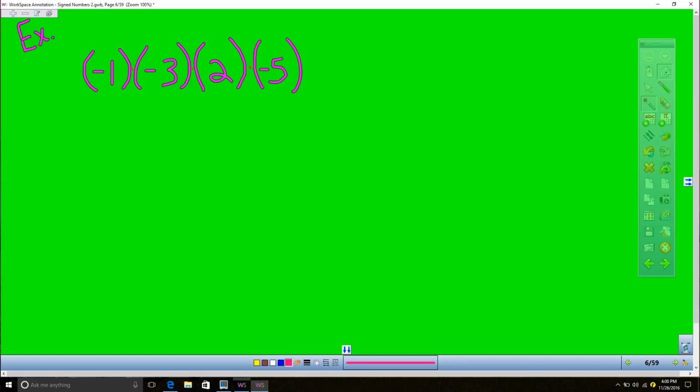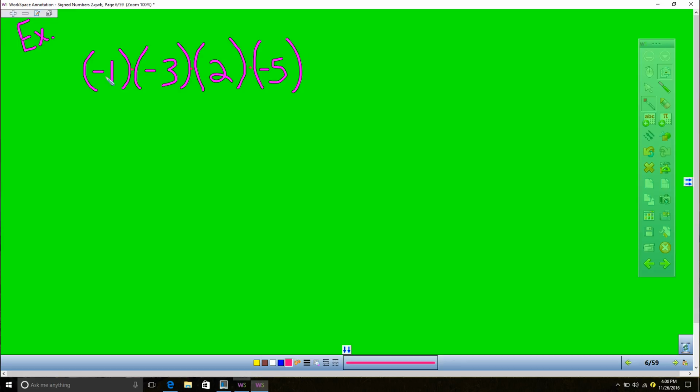You can only multiply two numbers at a time, so you can multiply the -1 times the -3, take that answer, multiply times 2, take that answer, multiply times -5. However, it's so much easier when you have to multiply several numbers. Just as when we were adding several numbers, we kind of had a shortcut. If you're multiplying several numbers, it's easier to look at the problem and decide whether the answer is going to be negative or positive to begin with. Then when you start to multiply, you can forget about the signs.